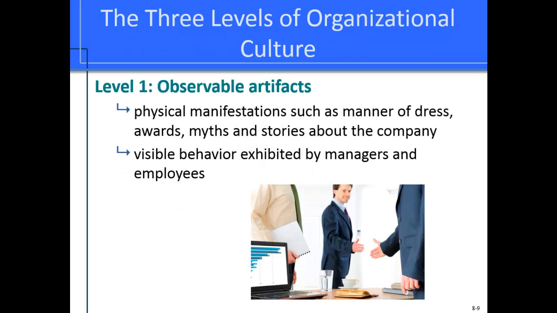Now, organizational culture appears as three layers. The first level here is observable artifacts, which are physical manifestations of culture. The most visible level of the organization is expressed in observable artifacts such as manner of dress, awards, myths, rituals, ceremonies, and visible behavior exhibited by managers and the employees.